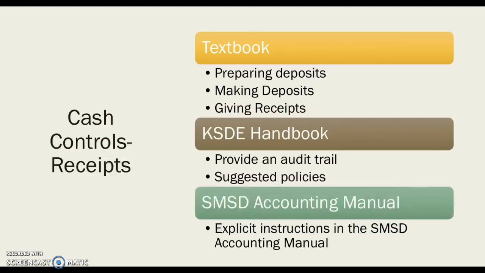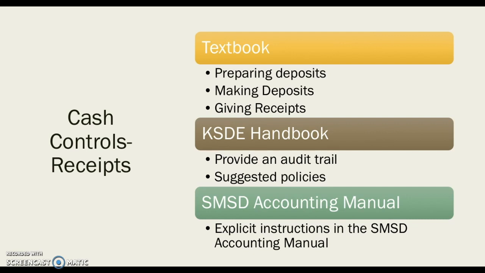What are some cash control receipts? Well, what is a cash control? A cash receipt is the money coming into the school, and it's the assets that are most vulnerable to misuse or theft. So our textbook says we need to look at it in three ways: preparing deposits, making deposits, and giving receipts. Again, there is much overlap between these safeguards and the ones in the previous slides.